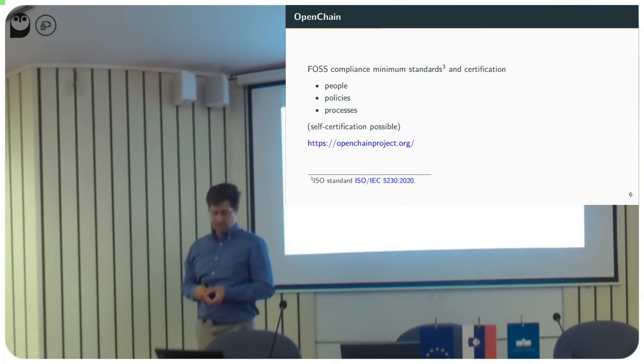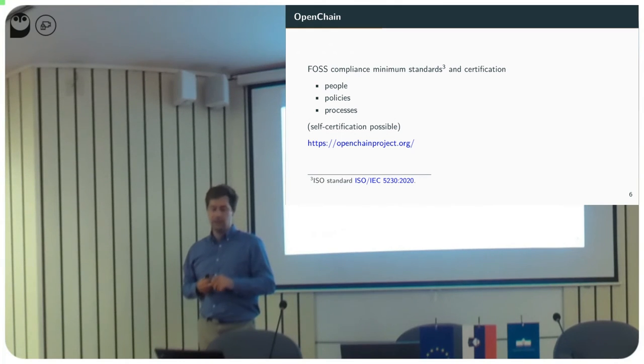So an ISO standard came to be called OpenChain. It started as a community standard, but then it got into ISO procedure for itself. And what it does is it prescribes a minimum standard for FOSS compliance and certification for that. So you can self-certify, which is cool.